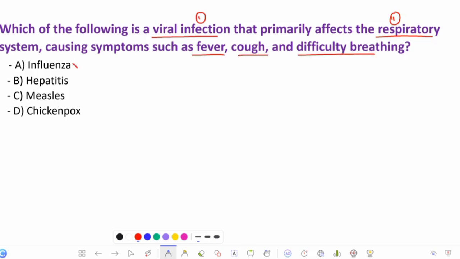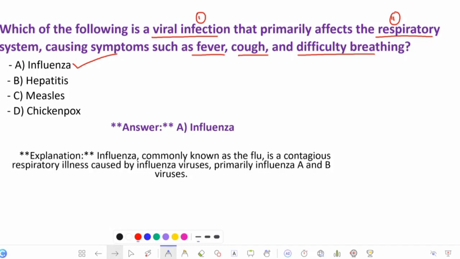It is influenza, a respiratory tract disorder characterized by fever, cough, and difficulty breathing, caused by the influenza virus. It is commonly known as the flu. It is a contagious respiratory illness caused by influenza virus, primarily influenza A and B viruses. So it is a viral infection in the body.